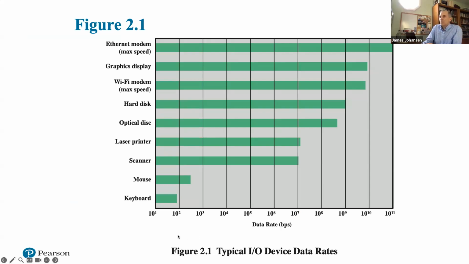Different types of input and output. Some things are quite low-level, but you would be dead if we didn't have them, like keyboard and mouse, versus having Wi-Fi or Ethernet.